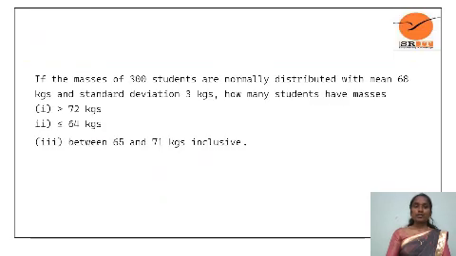Let's see the problem. If the masses of 300 students are normally distributed with mean 68 kilograms and standard deviation 3 kilograms, how many students have masses: first, greater than 72; second, less than or equal to 64; third, between 65 and 71 kilograms inclusive.